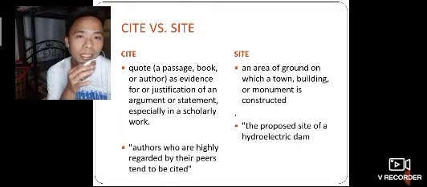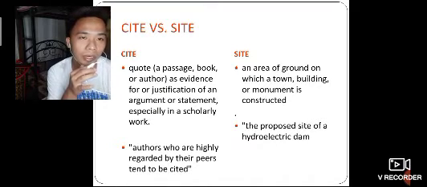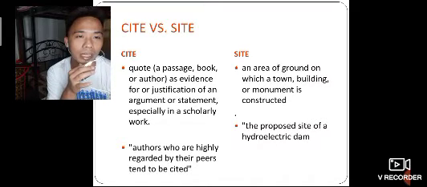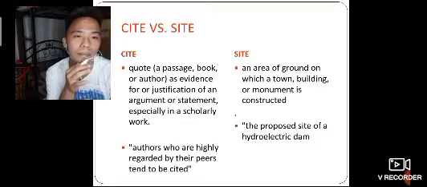Cite versus site. Cite: quote a passage, book, or author as evidence for or justification of an argument or statement, especially in a scholarly work. For example, authors who are highly regarded by their peers tend to be cited. Site: an area or ground on which a town, building, or monument is constructed. For example, the proposed site of a hydroelectric dam.